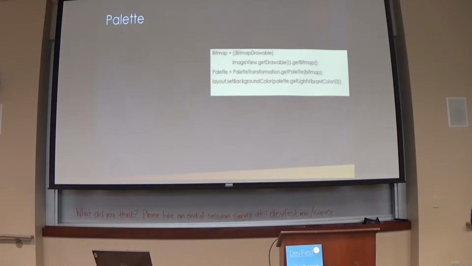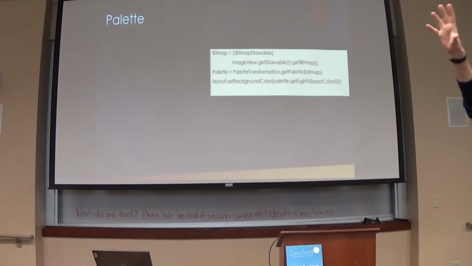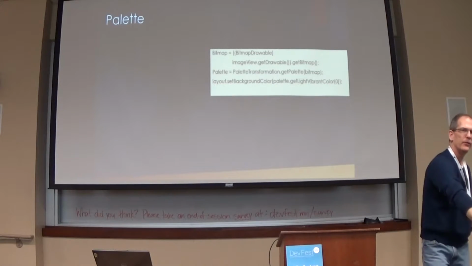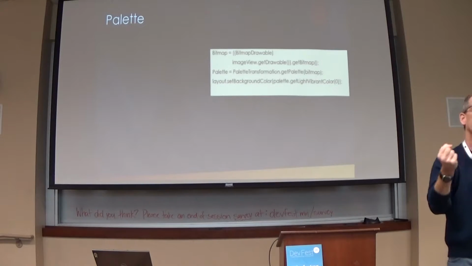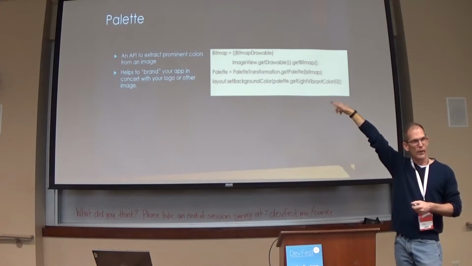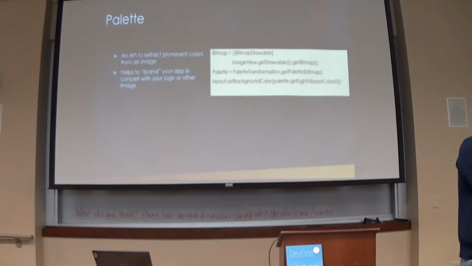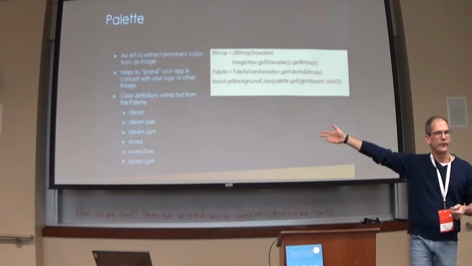What palette allows you to do is grab an image, grab a bitmap. From that bitmap, you ask Android to give you a palette. In other words, go into that image and drag out the most important colors, or the most dominant colors, if you will. So an API, essentially, to extract predominant colors from some sort of image, help with that set of colors dragged out to start to brand or colorize your app, or a part of your app, as you'll see here in just a second. It gives you these definitions once that palette has done its work.